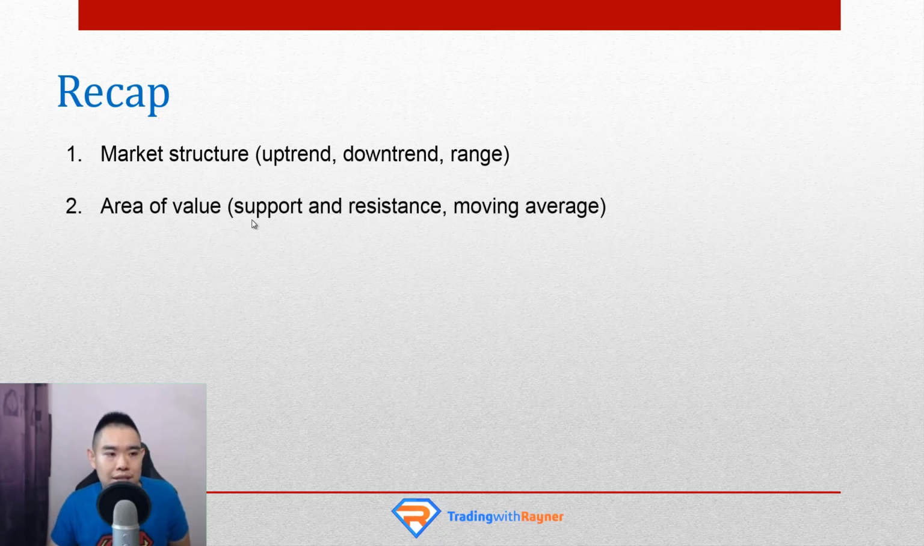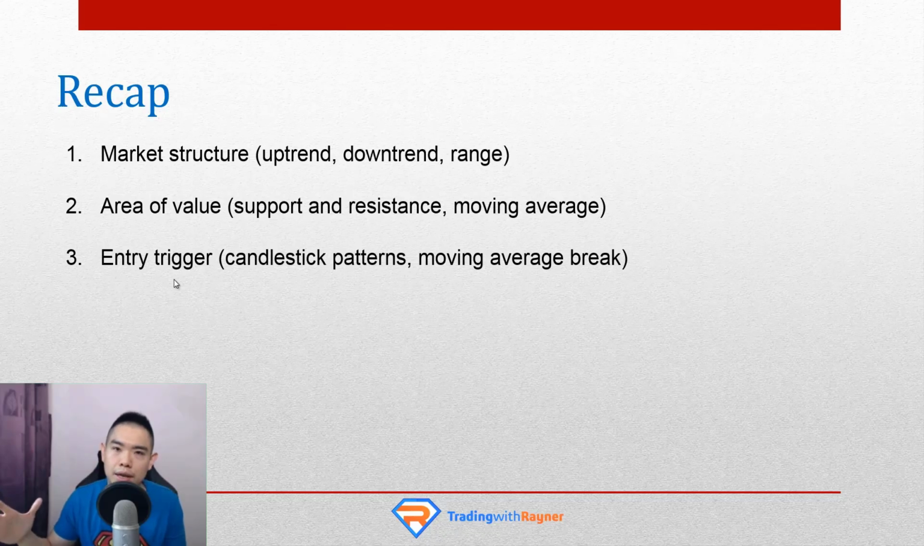So the next thing we covered is area of value, and this is important because just because the market is in an uptrend doesn't mean you want to blindly hit the buy button, because the market could be overbought, it could be getting ready to make a pullback or a complete reversal. So this is why we want to be trading from an area of value. This could be things like support and resistance or moving average. So for example, if the market is in an uptrend, we want to be looking to trade around a support area.